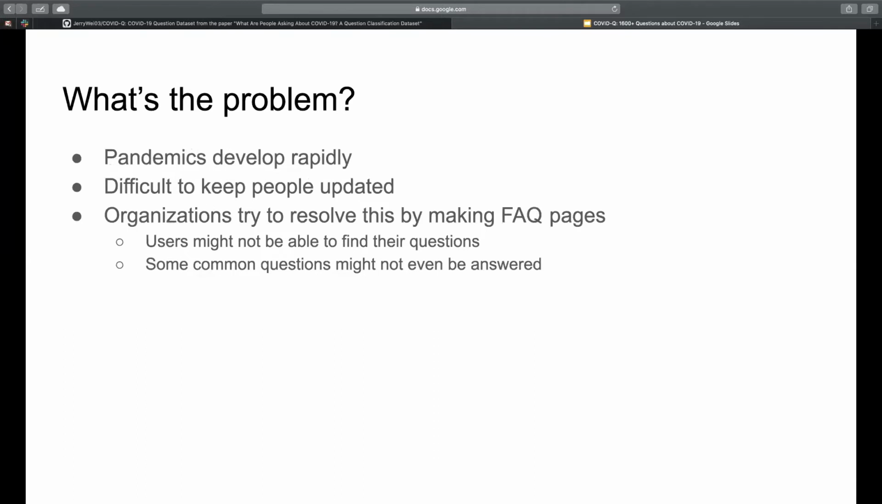So what's the problem? Well, pandemics develop very quickly, and because of this, it's difficult to keep people up to date with the most accurate and most relevant information. Reputable organizations have tried to alleviate these concerns by making websites with frequently asked questions that people can access to look for answers to their own questions. But the problem with this is that users might not be able to find their questions, and some common questions might not even be answered.